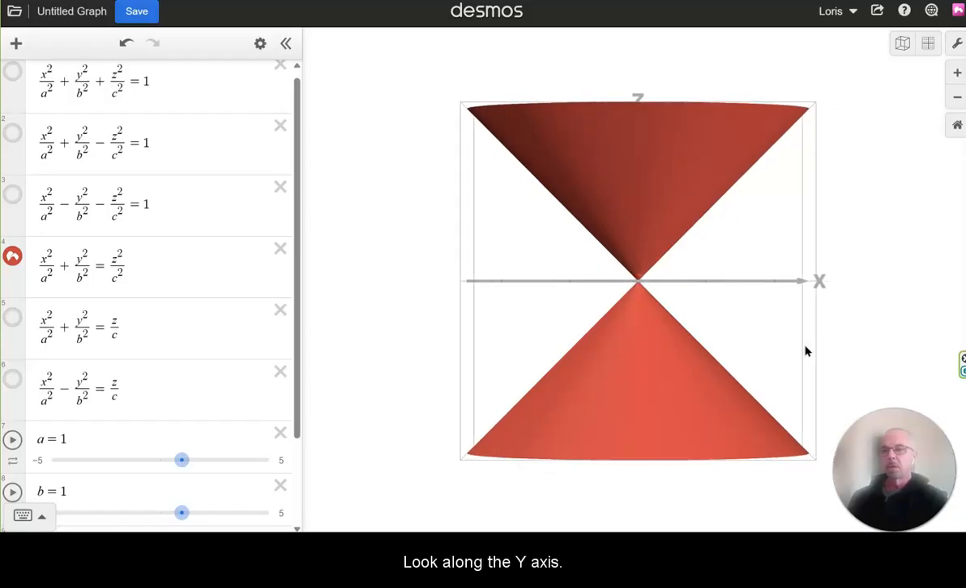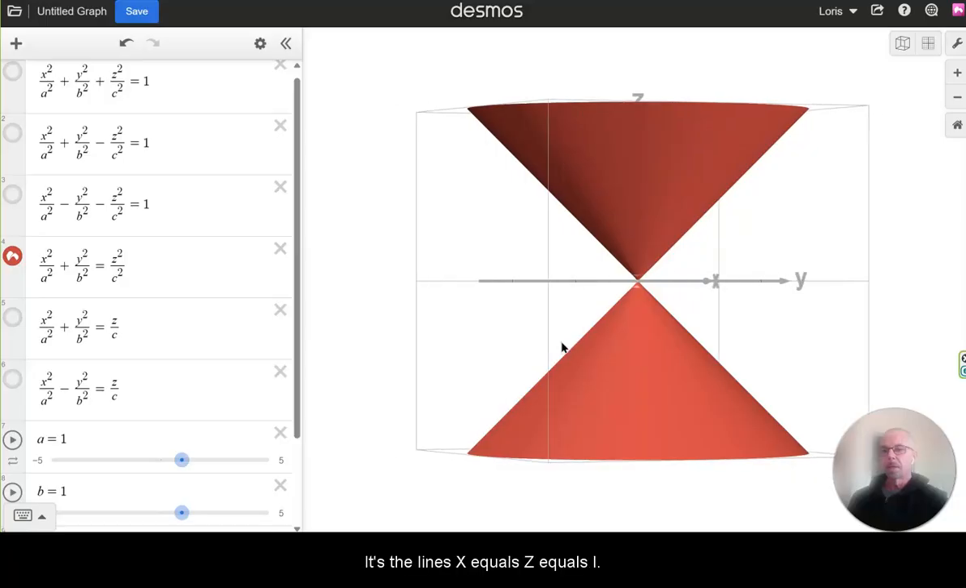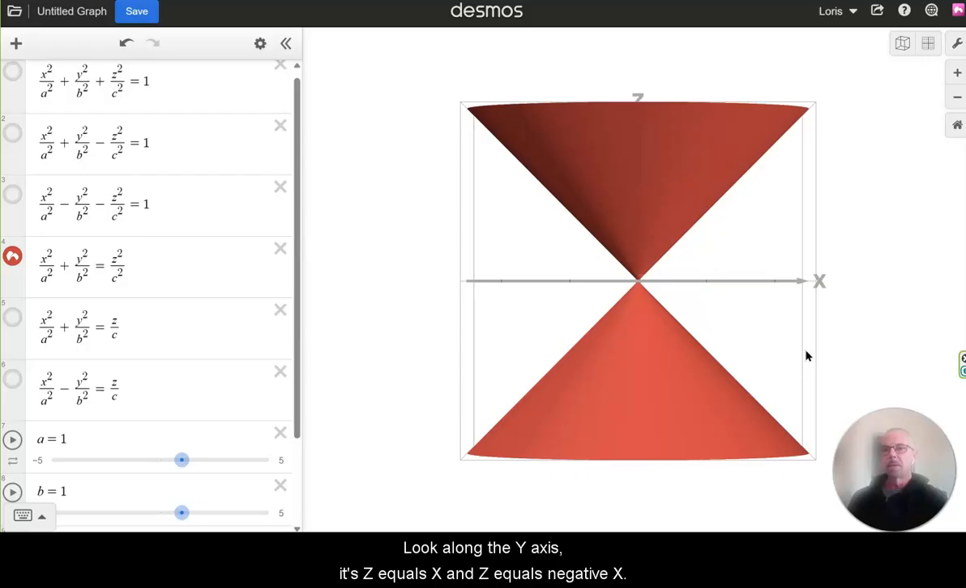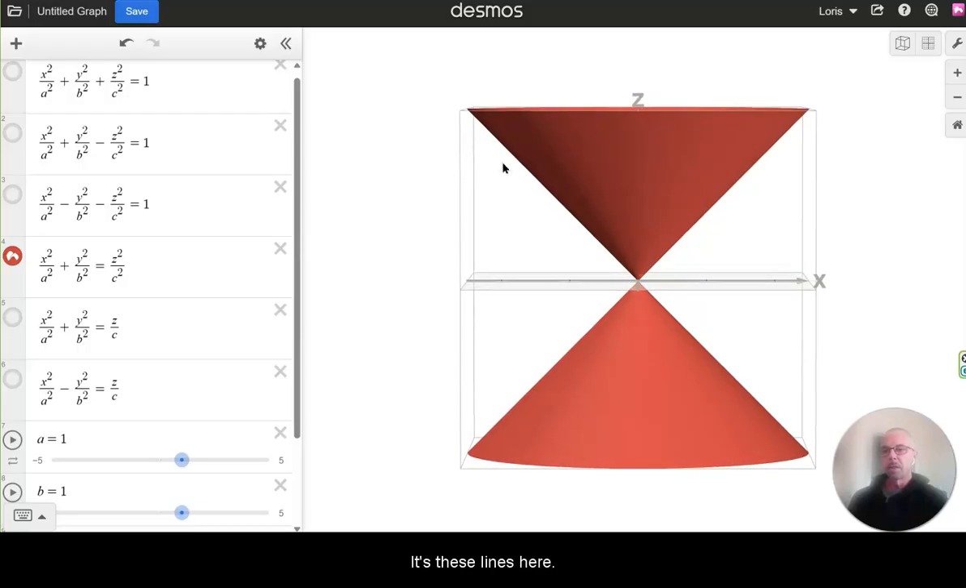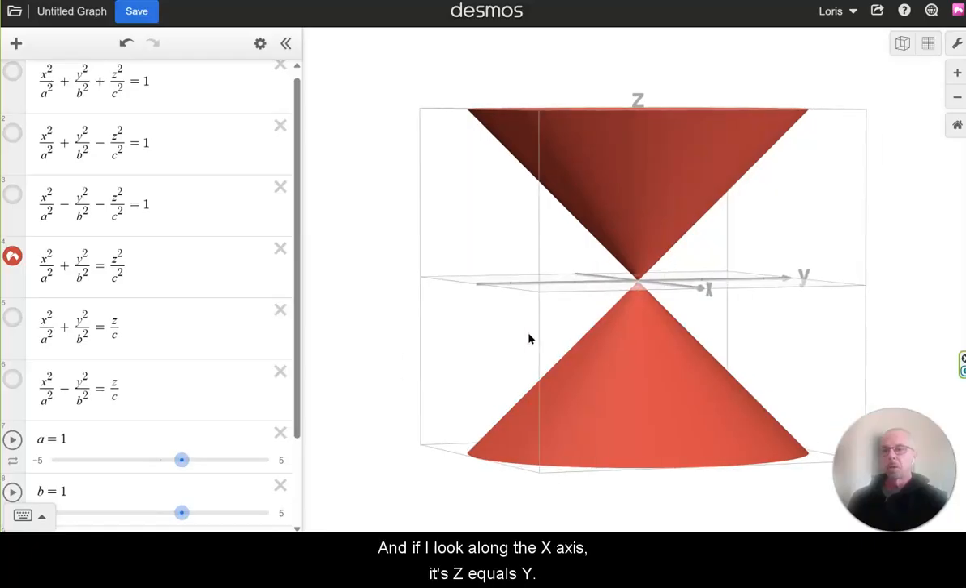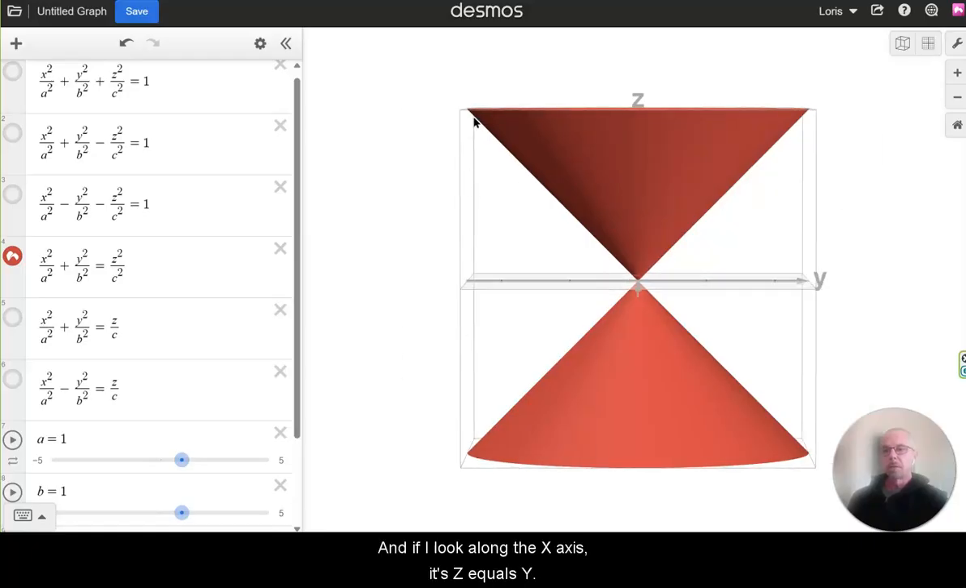Okay, look along the y-axis, it's the lines z equals x and z equals negative x. It's these lines here. And if I look along the x-axis, it's z equals y here, z equals negative y here. Okay?